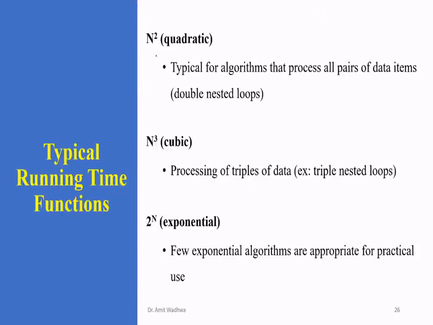Then next is quadratic, where all pairs of data items are processed, as in double nested loops, so it will be n square. For triple loops, it can be n cube, and for exponential algorithms, generally for practical uses, it can have 2 raised to power n also. We'll discuss how that comes also.